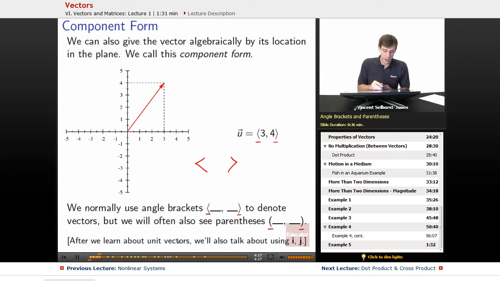After we learn about unit vectors, we'll see one more way to talk about the component form using i and j, but we'll leave that until a little later, once we've actually talked about unit vectors.